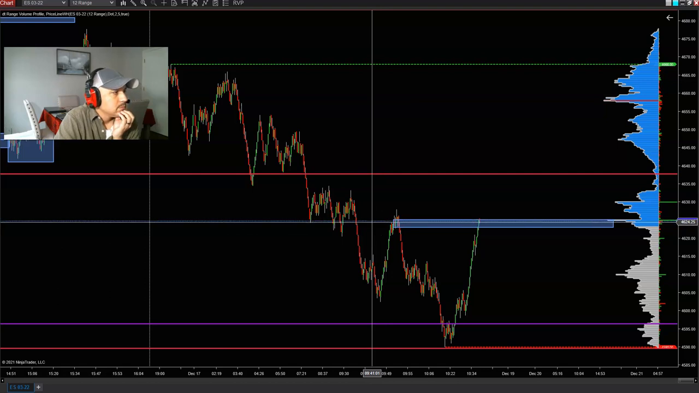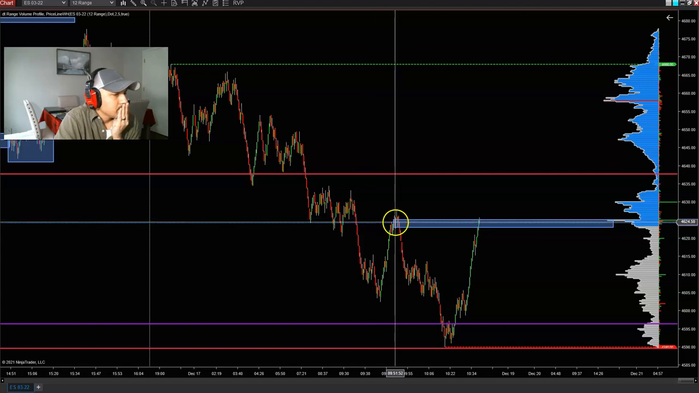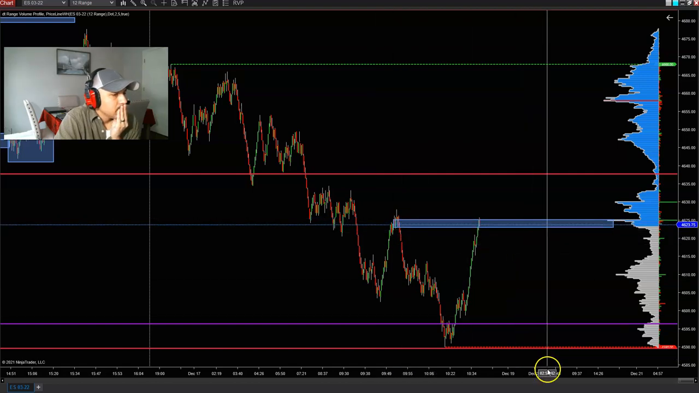Okay, now we tap back into that area I was talking about. Push a little higher, move back up to that high volume area there, and at this point we just sit and wait and see what happens, see if we can get the rejection or not.